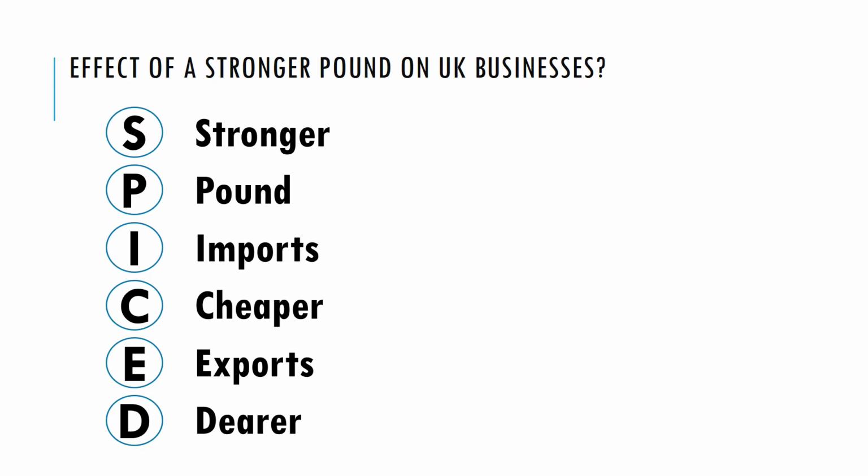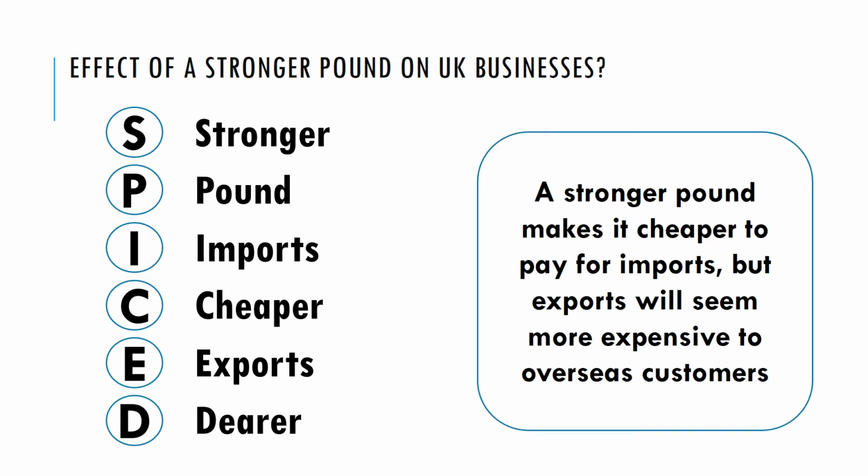Imports are products that we buy that come from abroad, and exports are products that are made here that we sell to customers abroad. So spiced is a good way to remember the impact of a strong pound. It makes imports cheaper and exports dearer. It's cheaper to pay for imports, and exports will seem more expensive to overseas customers.